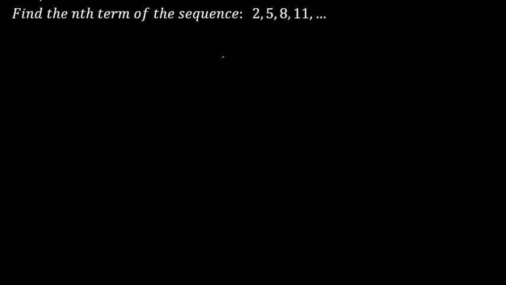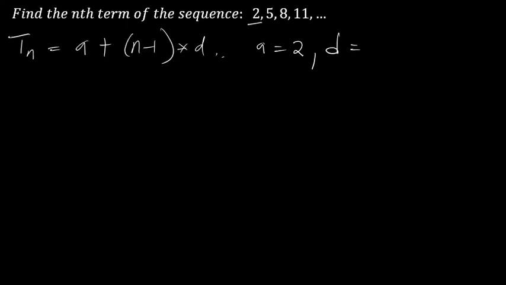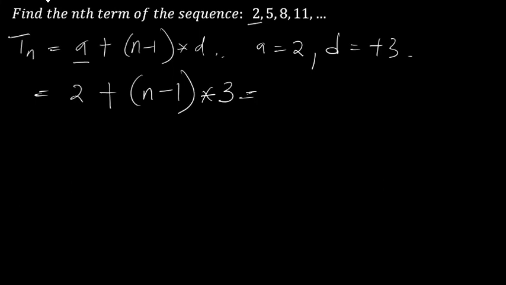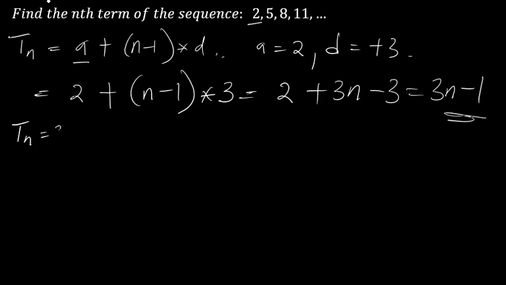Now this implies that we're going to use the general arithmetic progression formula, which is the nth term is equal to a plus bracket open n minus 1 times the common difference. We have the first term a equal to 2, and the common difference which we got is plus 3. So you have 2 plus n minus 1 times 3. If we open up this bracket, you have 2 plus 3n minus 3, which gives us 3n minus 1. So the nth term is equal to 3n minus 1.